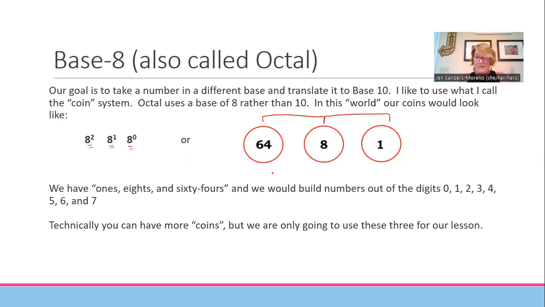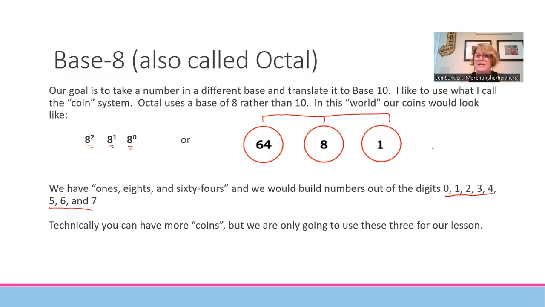Now, it turns out that in base 8 world, you're only allowed to use the digits 0 all the way through 7. So you can never use an 8, 9, or anything bigger. I guess technically 8 and 9 are the only other digits to create a number.